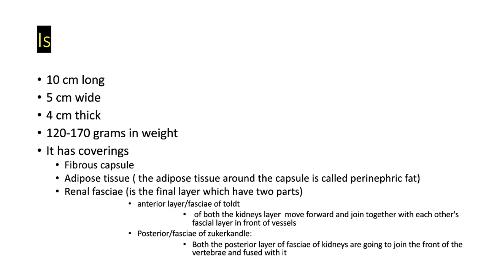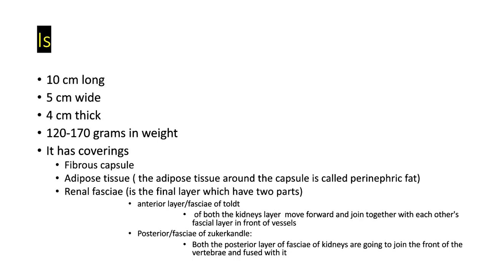It has a fibrous capsule as the first layer, and then adipose tissue, which is called the perinephric fat, and the renal fascia, which covers the kidney at the outermost side. The renal fascia is divided into two parts. The first one is the fascia of Toldt, and the posterior renal fascia is called Zuckerkandl's fascia.